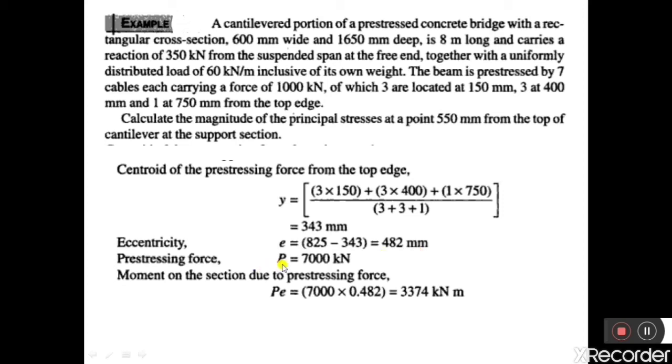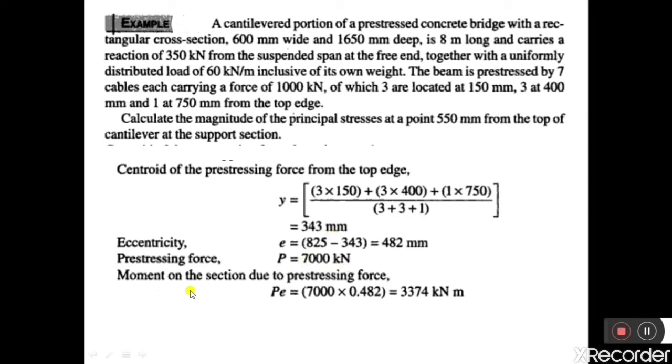So prestressing force P is equal to 7000 kilonewton. So we have 7 cables, and each cable is carrying a force of 1000 kilonewton. Therefore the total force acting along the member is equal to 7 into 1000, which is equal to 7000 kilonewton.